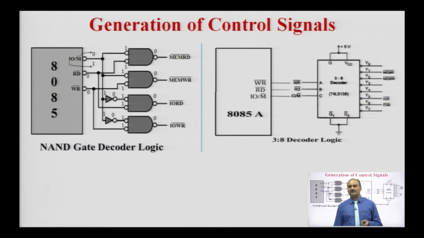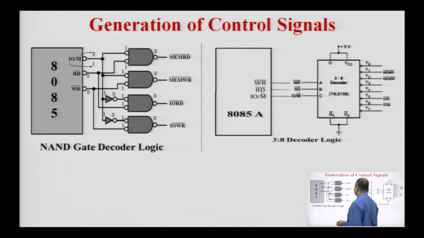Next is the generation of control signal. Whenever the peripheral devices are connected with the microprocessor, we need to enable this peripheral device, or we can control the direction of data flow between microprocessor and the peripheral device with the help of control signal.